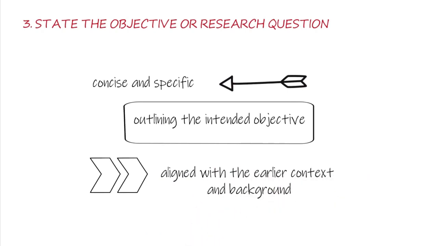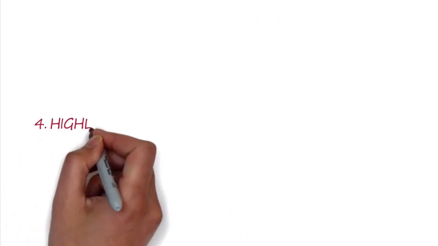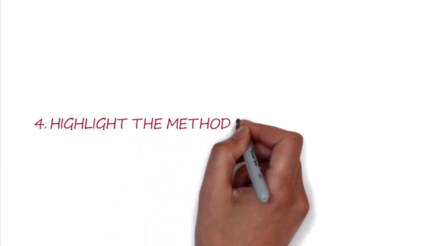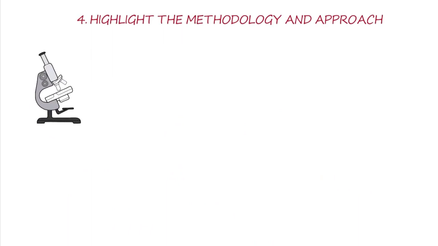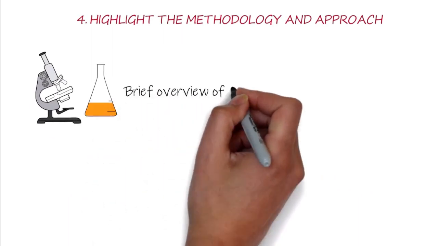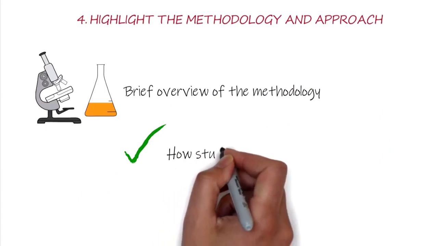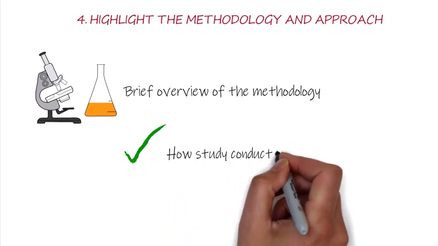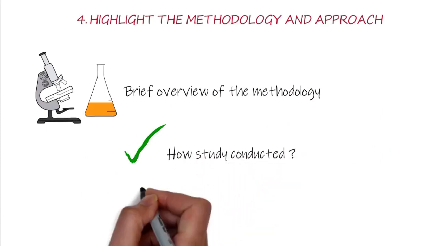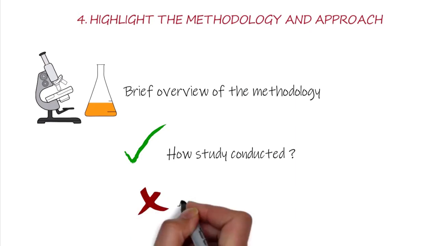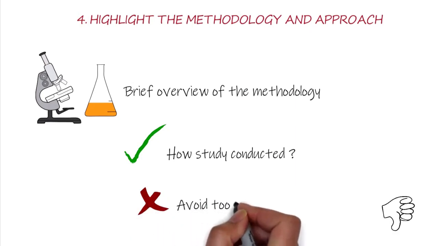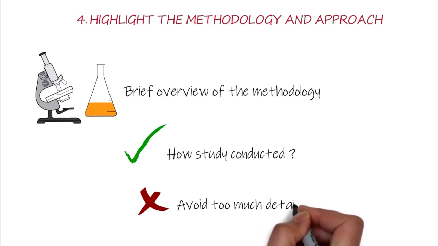4. Highlight the methodology and approach. Next, give a brief overview of the methodology and approach in previous studies that you intended to employ in your research. This helps the reader understand how you conducted the study and sets the stage for the subsequent sections of your article. However, keep in mind that the detailed methodology will be discussed in the methods section, so avoid going into too much detail at this stage.